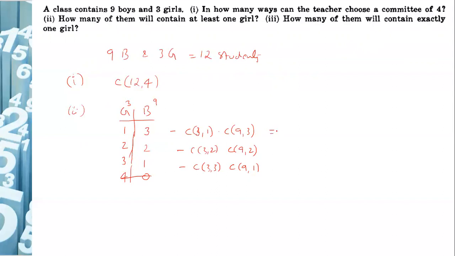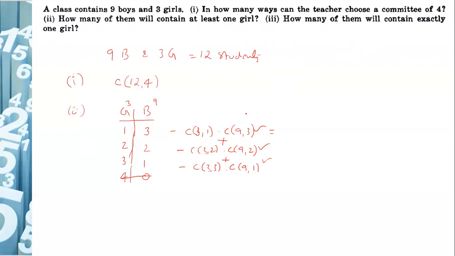So this is C of 3 comma 1 times C of 9 comma 3, and here these are the possibilities: C of 3 comma 2 times C of 9 comma 2, and C of 3 comma 3 times C of 9 comma 1. There are 3 possibility ways. So finally, we'll just add these answers. Where are we applying addition and where multiplication? Whenever we say "and", like one girl and 3 boys, multiply. Similarly, 2 girls and 2 boys, multiply. And these are the 3 choices: first choice, second choice, third choice. The choice means "or", so add them: plus, plus.